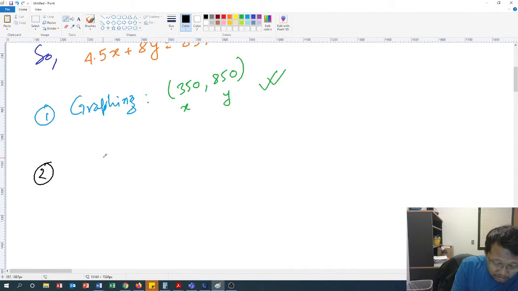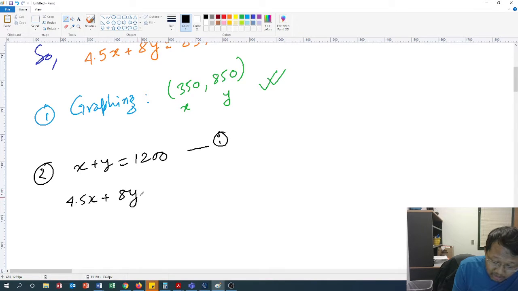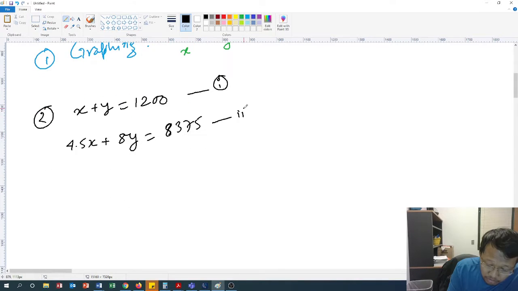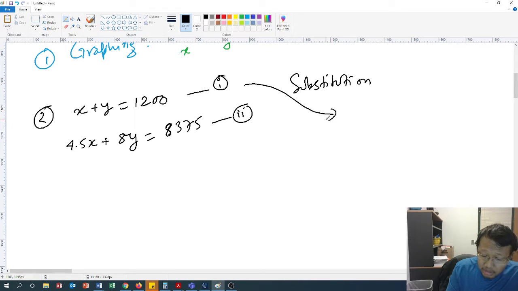Let me just copy the equations. The first equation was x plus y equals 1200. The second equation is 4.5x plus 8y equals 8375, right? So let us use the substitution method. For substitution, I would go for equation number 1 and write down y equals 1200 minus x. I hope that makes sense.